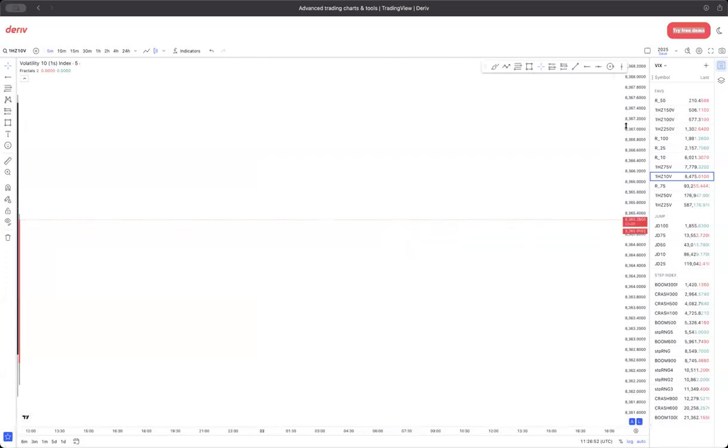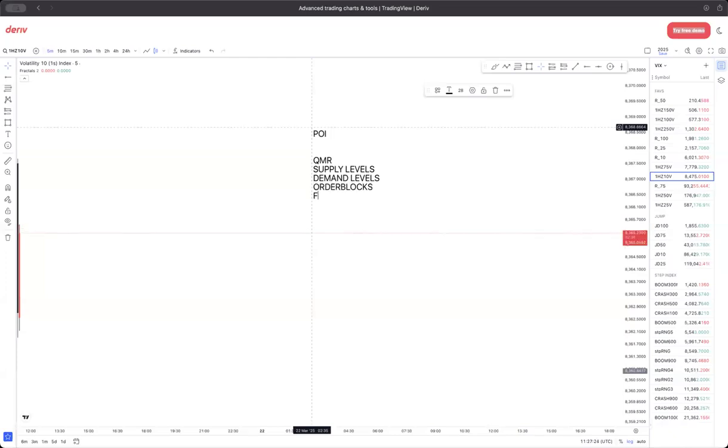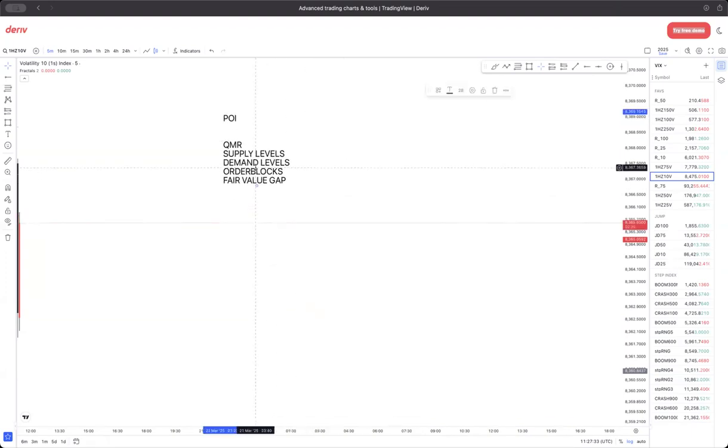Now, under POI, we have what we call QMR. We have what we call supply levels. We have what we call demand levels, all right? Then we have what we call order blocks. Then we have what we call fair value gap. So this is what we'll be looking for under POI.